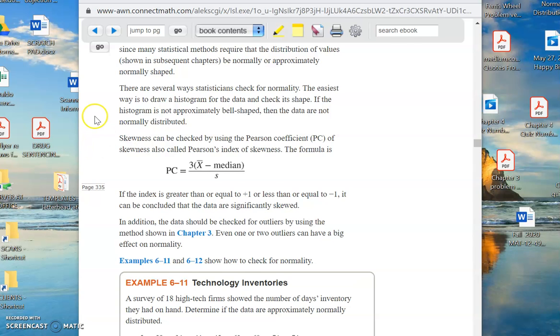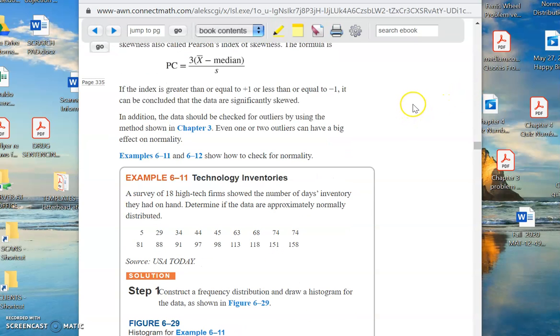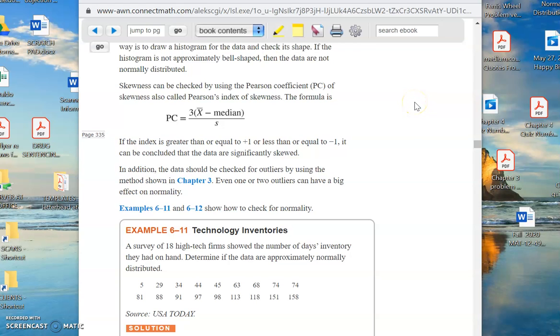Okay, now here's another concept, and that is so-called skewness. The author does not make it abundantly clear, but I believe, if I'm not mistaken, you can still say that you are normally shaped and still have some sort of skewness. Obviously, if it's perfectly normal, it wouldn't be skewed at all, but you can still be bell-shaped but have some skewness. It's kind of a judgmental call.